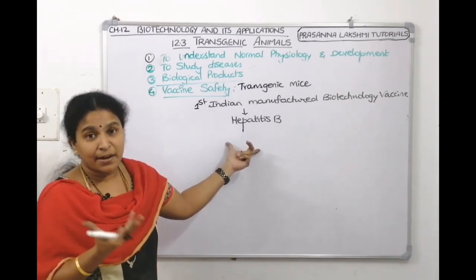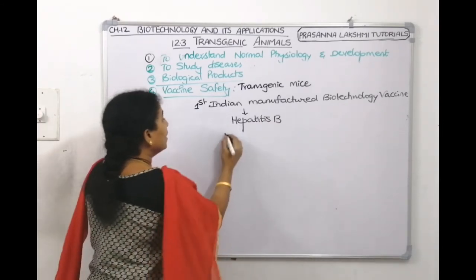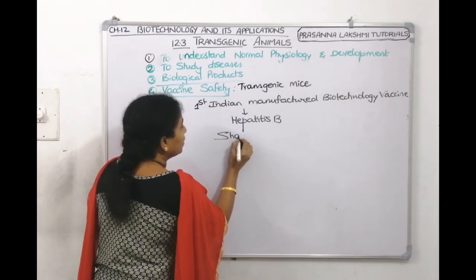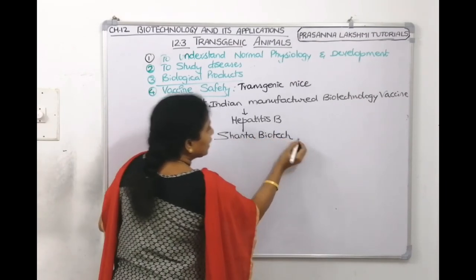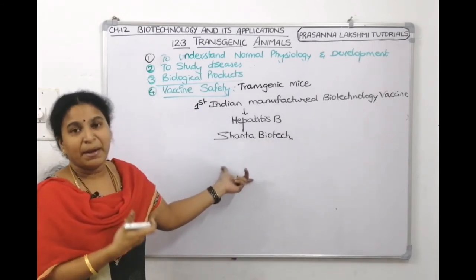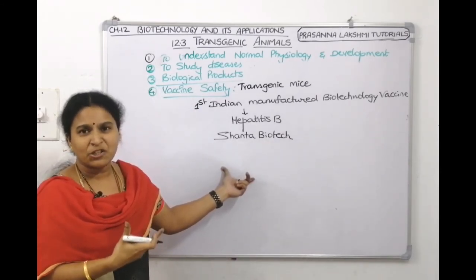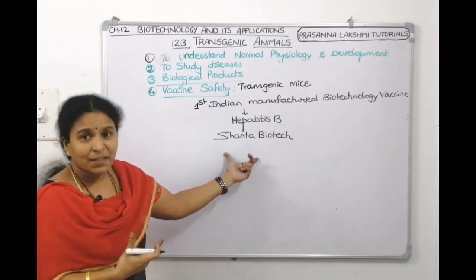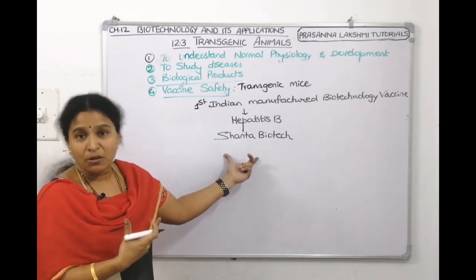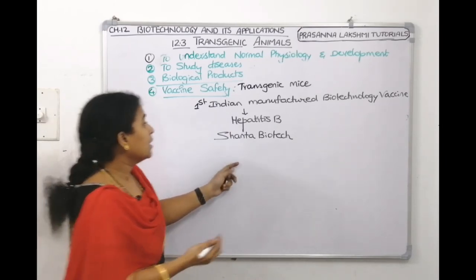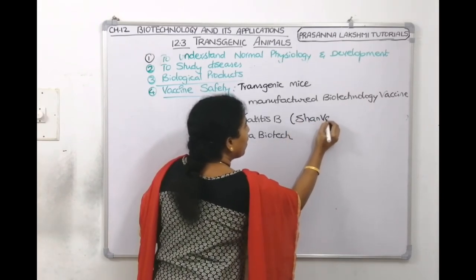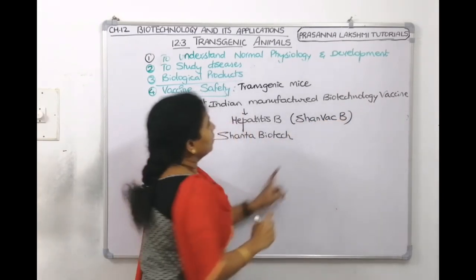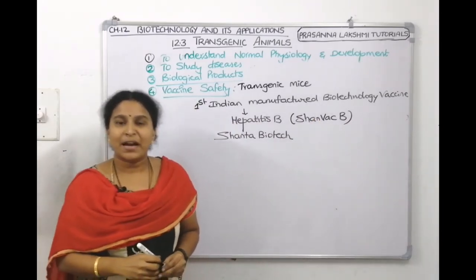And what is that? The credit goes to which Indian company? It is by an Indian company called Shanta Biotech, in a place called Medchal in Hyderabad. Since Shanta Biotech, an Indian biotechnological company, prepared this vaccine, they named it ShanvacB.